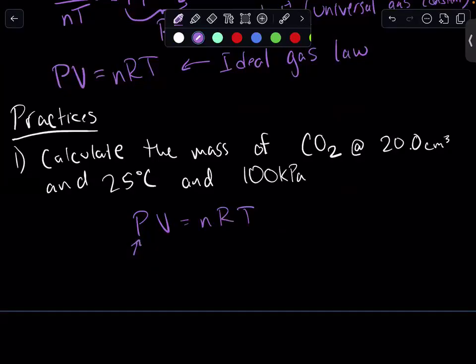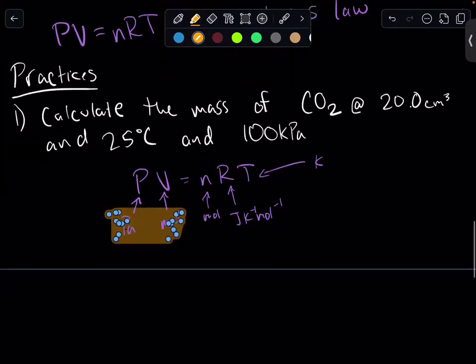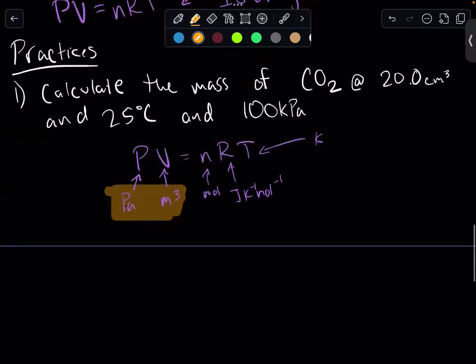Pressure must be in the units of pascals. Now we've been using kilopascals. Volume must be in the units of meters cubed, and we've been using decimeters cubed. N is still mole. R is given as joules, Kelvin inverse, mole inverse, and temperature is Kelvin. So really, we kind of have an issue with these two. Now, the SI units, the international system that we use for our units, dictates that it must be pascals and meters cubed.